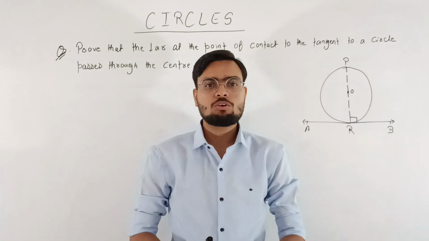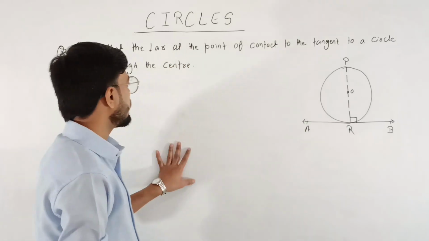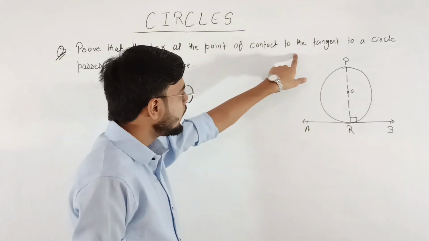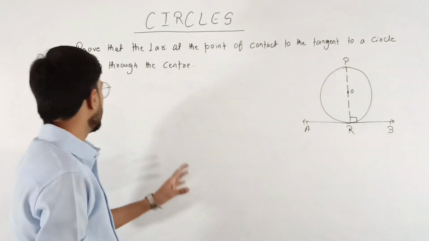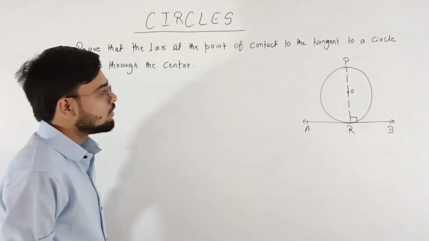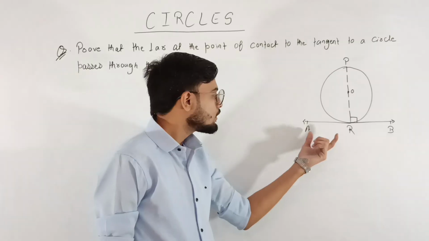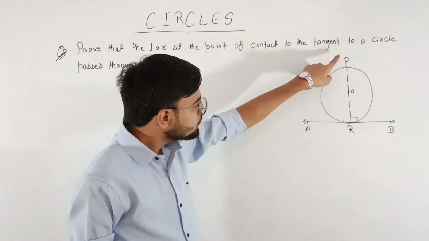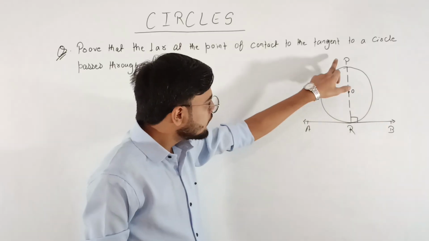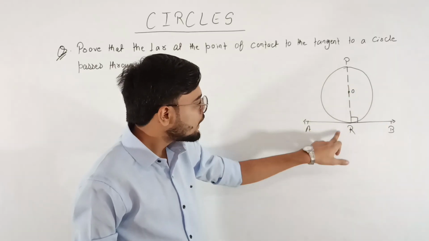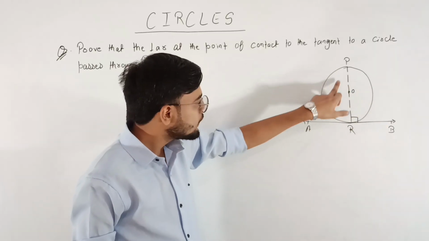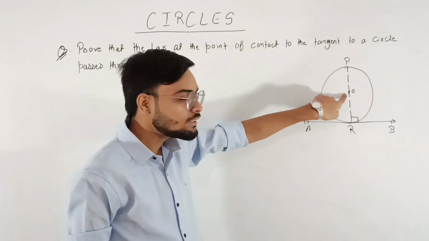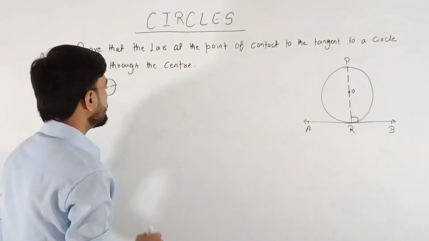Okay. Now let's move towards our next question. The next question is: prove that the perpendicular at the point of contact to the tangent of a circle passes through the center. So look here, this is my circle and this is a tangent AB of this circle. So I have to prove that angle PRB, which is 90 degrees, or PR is perpendicular to AB, passes through the center, which means I have to prove line PR passes through this center. This is what we have to prove.